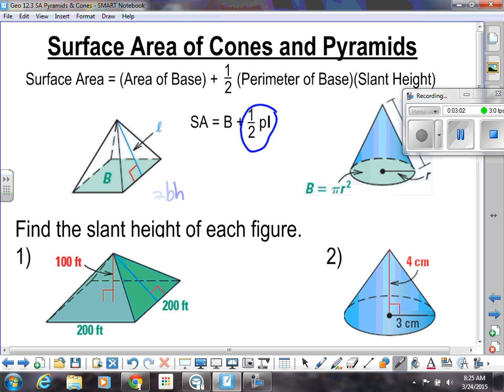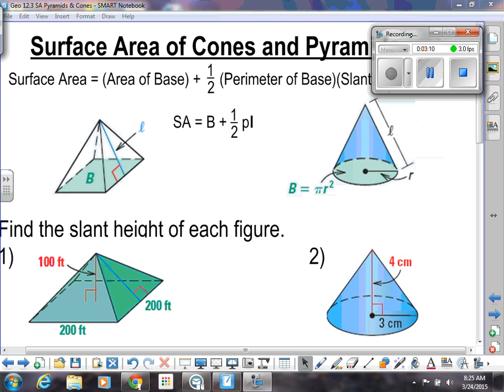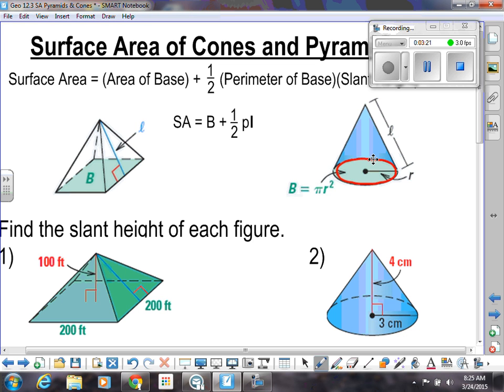Okay. Now, if I use that formula for the cone, then it's going to look a little different, because the area of the base of a cone is a circle. So this is going to be pi r squared. So surface area is pi r squared plus, I'm going to have 1/2. What is the perimeter of a circle? That's just the circumference. So that is 2 times pi times r. And then I have the slant height, the L.